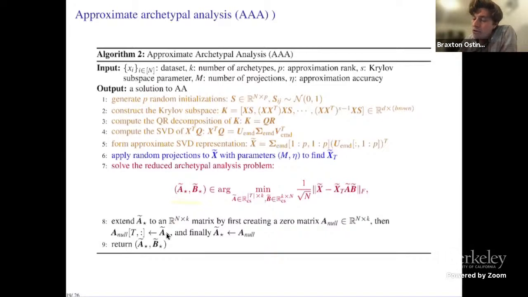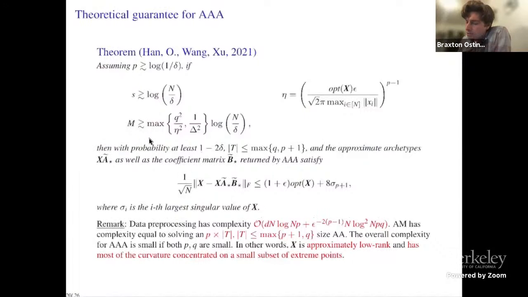What we can prove about this approximate archetypal method is the following. Under some assumptions, the solution that we get, A tilde, B tilde, the objective value for those matrices is less than or equal to a factor of 1 plus epsilon times the best value you can get, plus 8 times the (p+1)-th singular value of the data.